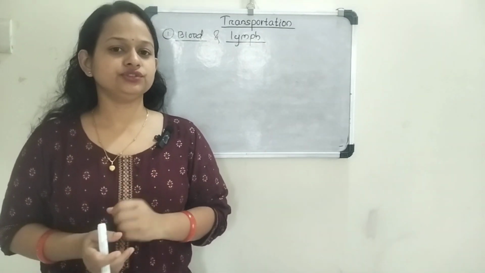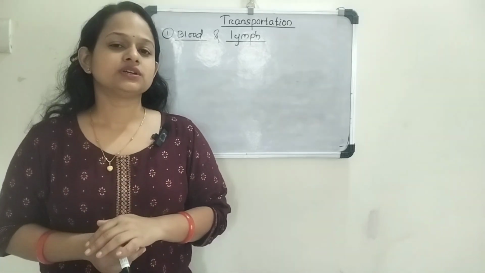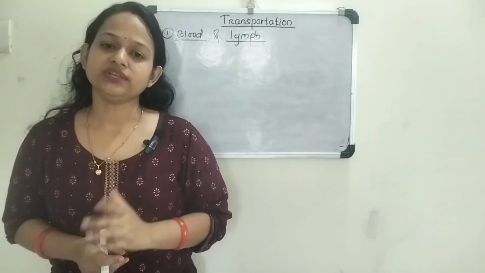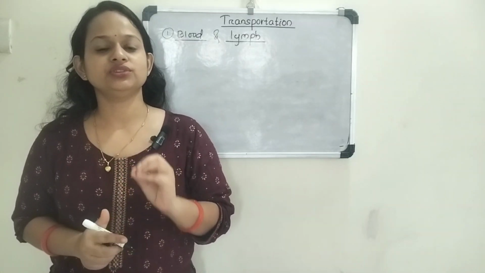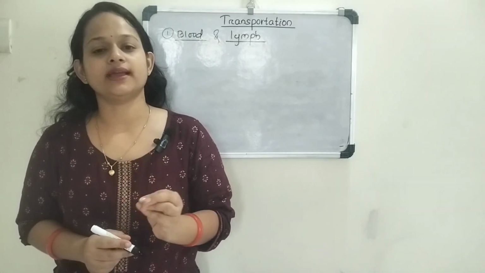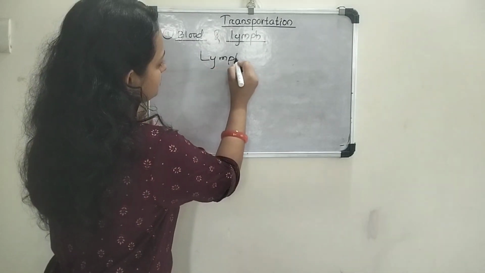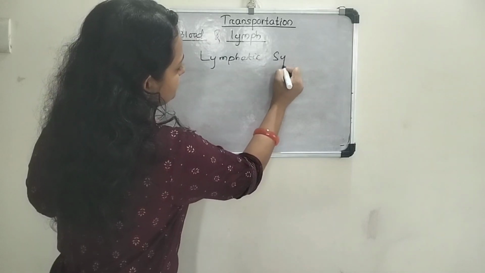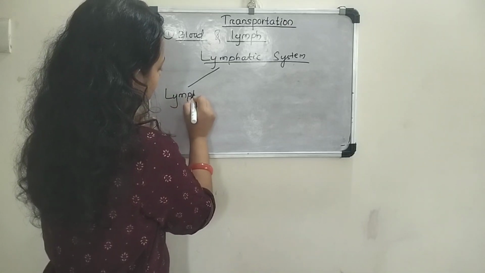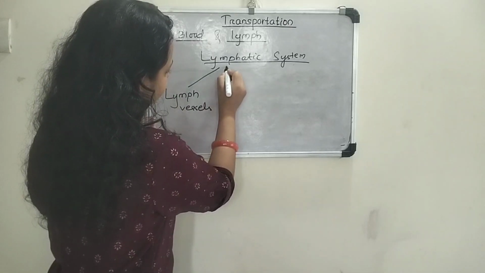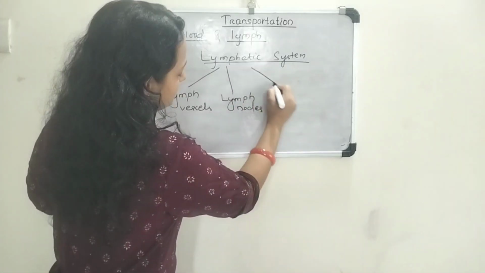So in blood we learned about the different types of corpuscles, plasma and the clotting of blood. Next come to the lymph. In the human body there is a specialized lymphatic system present, and it includes the lymph vessels, lymph nodes and lymph.